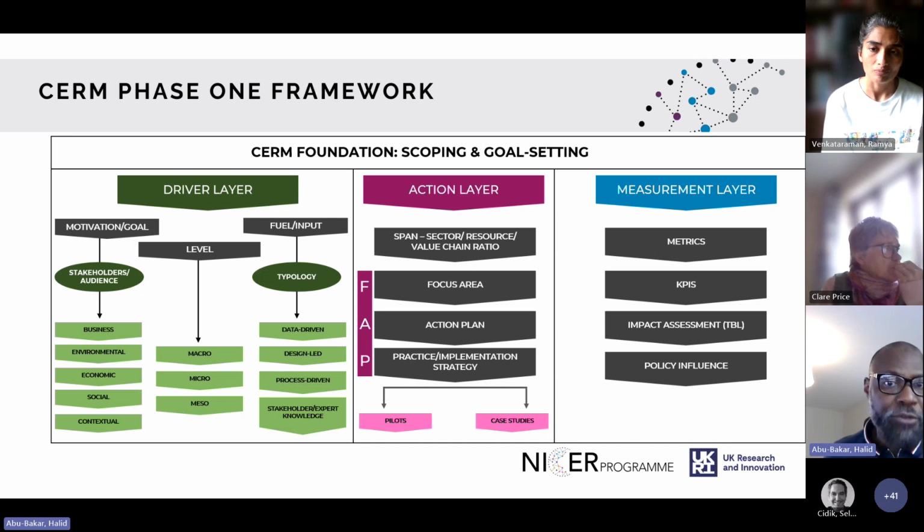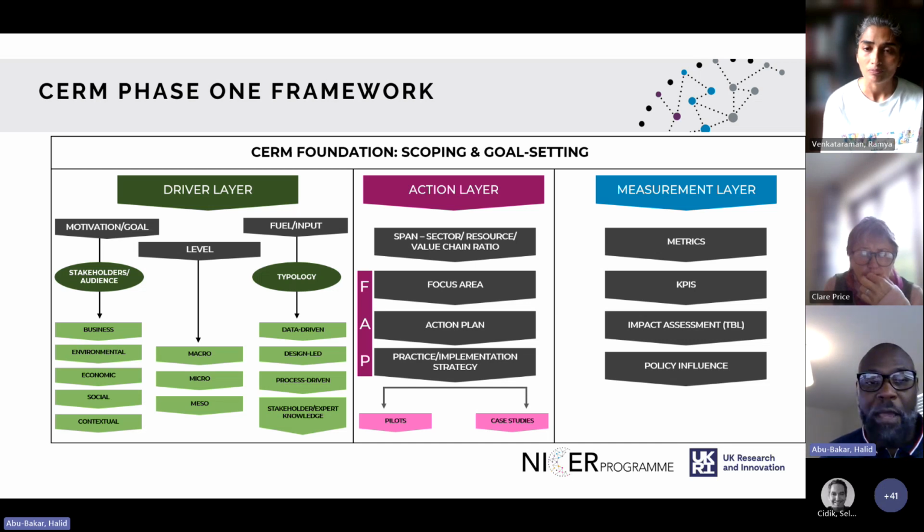So defining some metrics and having some long-term KPIs, and then forming some impact analysis and impact assessment, and also understanding where policy sits, how much of this informs policy and vice versa.